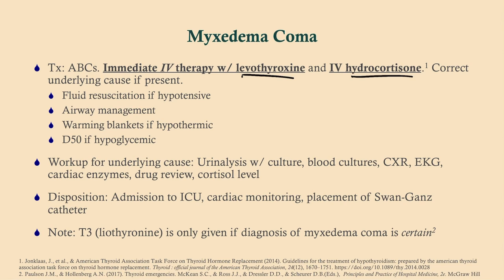You want to work these patients then up for the underlying cause, getting cultures, chest x-ray, EKG, cardiac enzymes, and a drug review. You can also get a cortisol level. Some of these patients may have hypocortisolism. There's some overlap there, and so you want to rule that out. The disposition, send them off to the ICU. They'll be monitored very closely, and that's going to be really important. So these patients aren't going to be sent off right away.